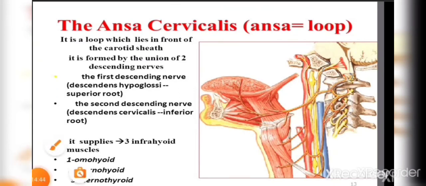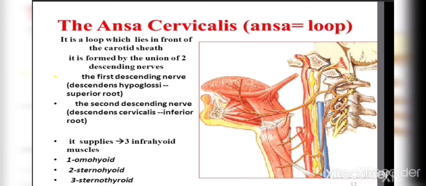Then we have the ansa cervicalis. Ansa means loop. So there is a loop in the cervical region which is made up of the cervical spinal nerves. This is known as ansa cervicalis. This loop lies in front of the carotid sheath, and it is formed by the union of 2 descending nerves. The first descending nerve is the descendens hypoglossi, which forms the superior root, and the second descending nerve is the descendens cervicalis, that is the inferior root. So these two roots combine to form a loop known as ansa cervicalis.